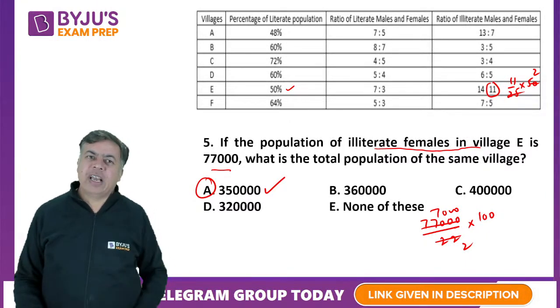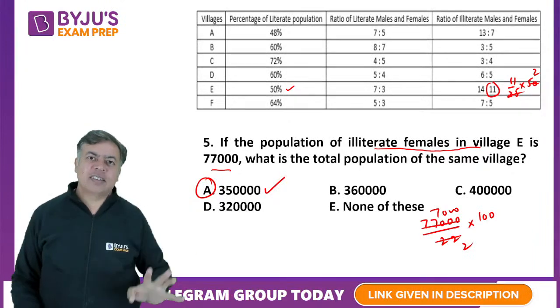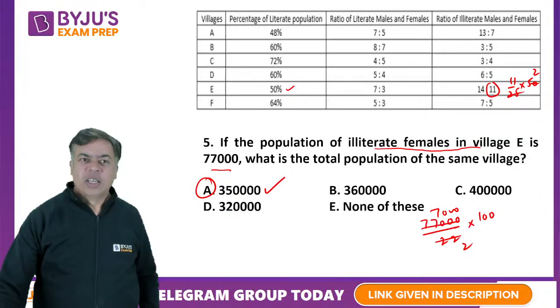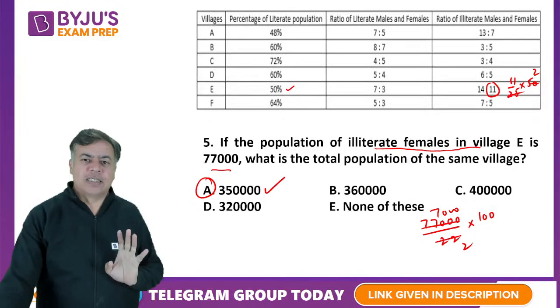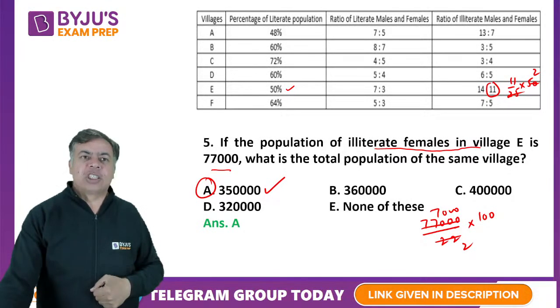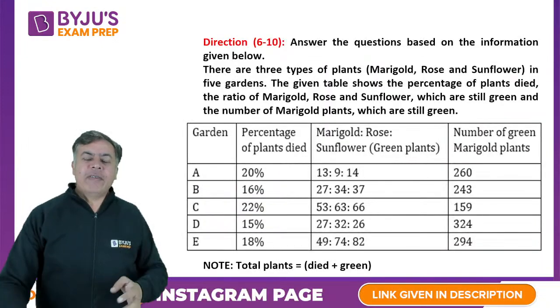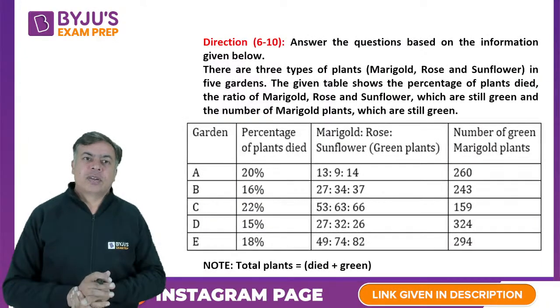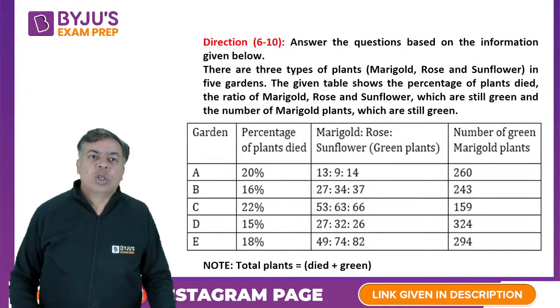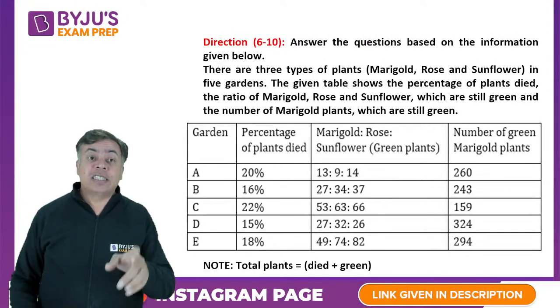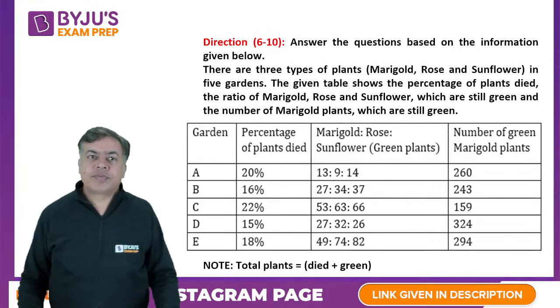Good, good. A is the correct answer. It is easy, right? This one was the easiest. Let's move to the next set. We have understood this. Let's move to the next one. I have taken similar questions, similar sets, so that you become comfortable, because this type of set they asked.